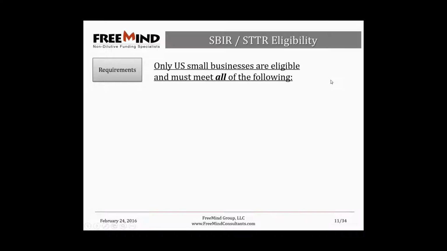The requirements or the eligibility criteria of the SBIR and STTR. First of all, only U.S. small businesses are eligible and must meet all of the following. First of all, they have to be for-profit organizations. They have to be located within the U.S. And let me just add to that, all of the work conducted as a part of these projects has to be conducted within the U.S.